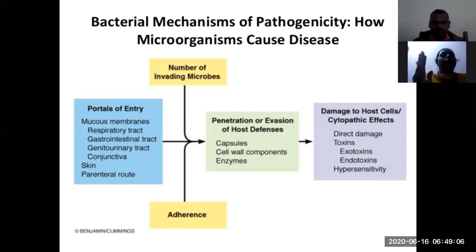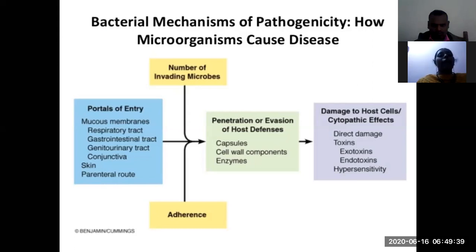So now it enters. You see, penetration or evasion of host defenses. That is, it enters into the host. It may be in the form of capsules, or it infects by means of cell wall components, or it infects by means of enzyme production. Okay. Then it damages the host cells. At first, it is selecting the portals. Number two, penetration. Number three, damaging the host cells.